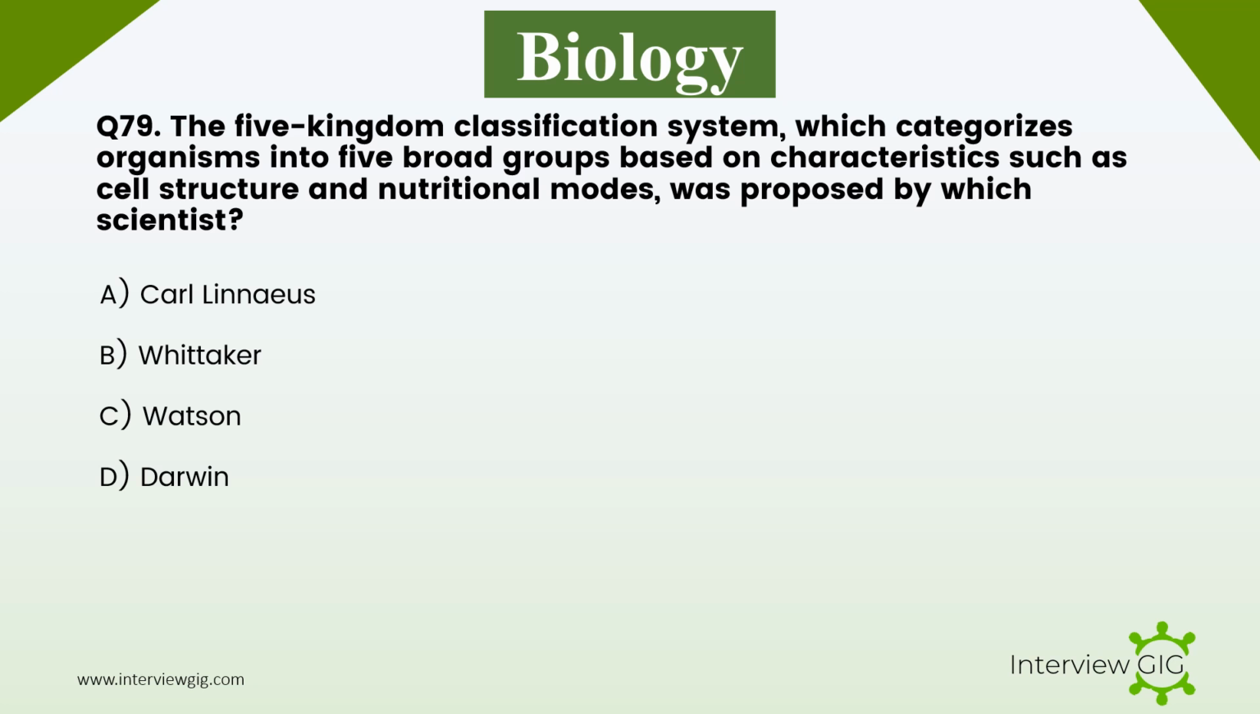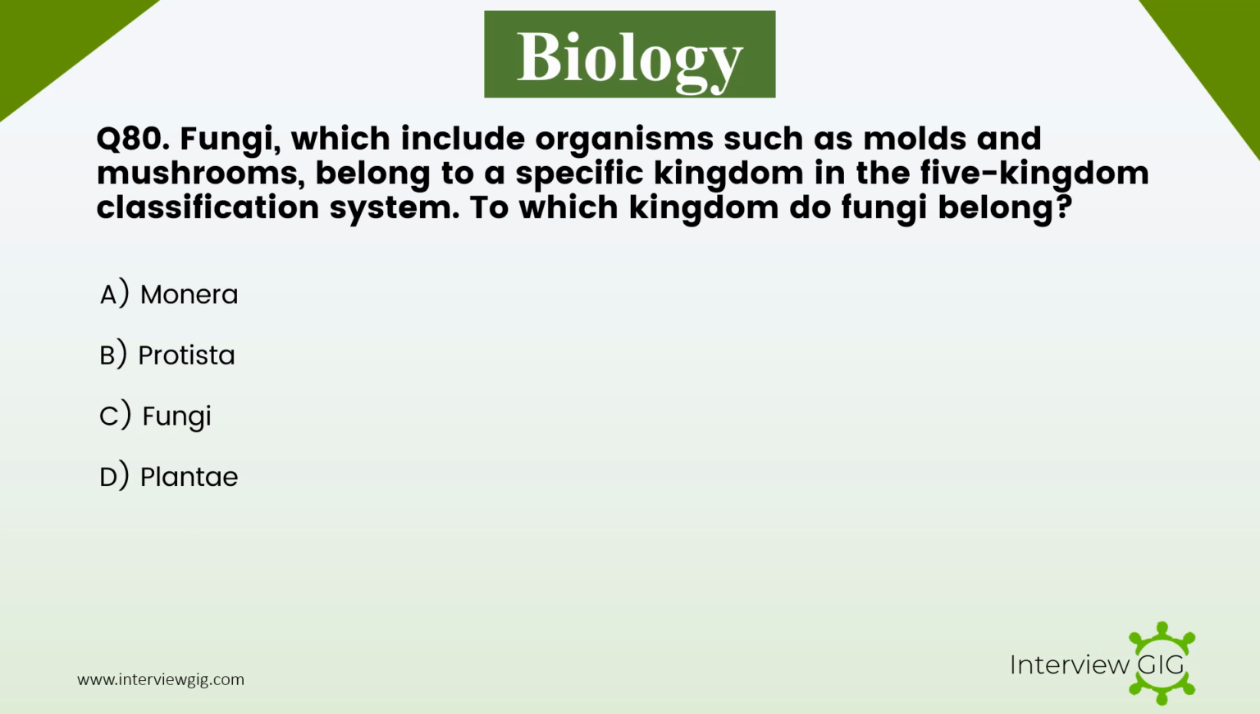Next question. The five-kingdom classification system, which categorizes organisms into 5 broad groups based on characteristics such as cell structure and nutritional modes, was proposed by which scientist? A. Carl Linnaeus. B. Whittaker. C. Watson. D. Darwin. Answer B. Whittaker.